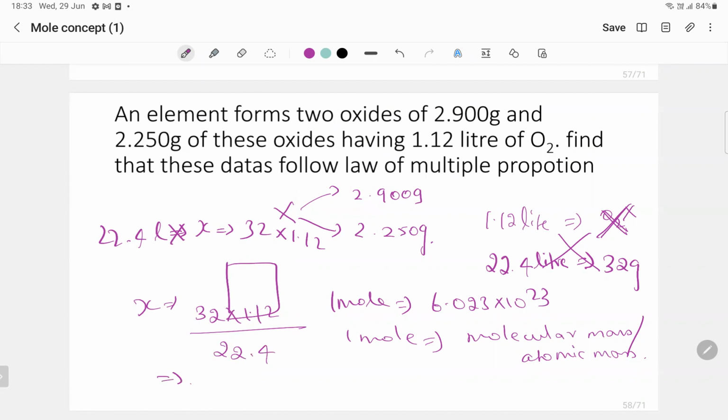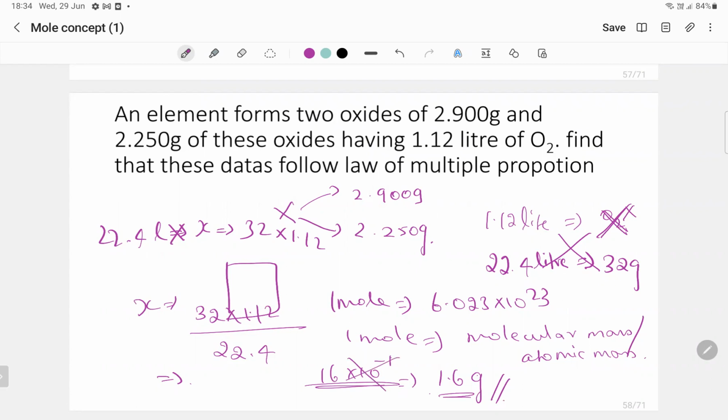So what will be your calculation? 16 into 10 to the power minus 1 comes, so you can take it as 1.6 grams. Wait. 32 into 1.12 divided by 22.4. 1.6 came directly. There is no shortcut here, 1.6 came directly.